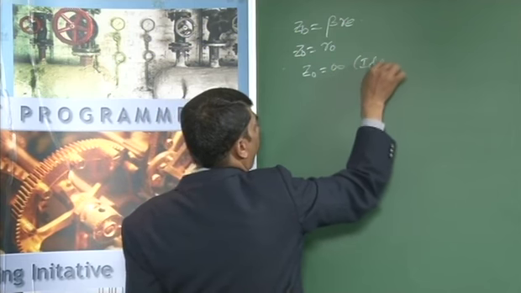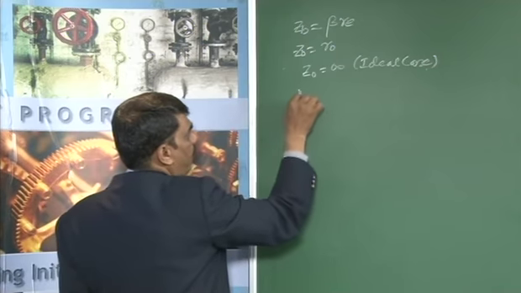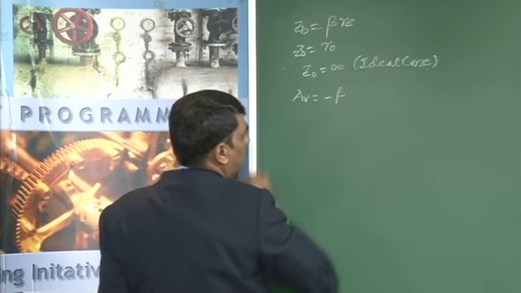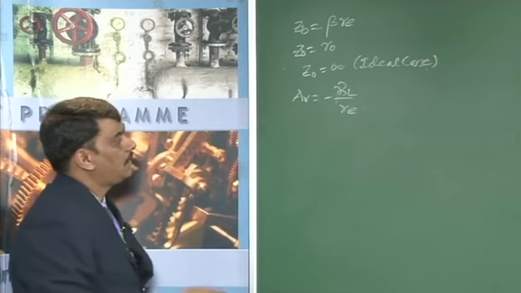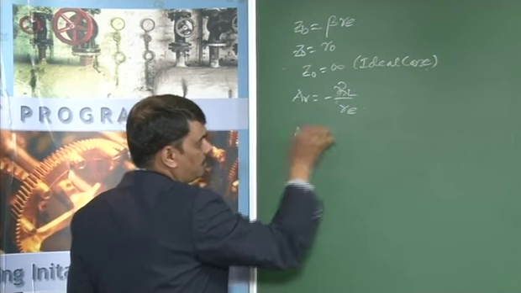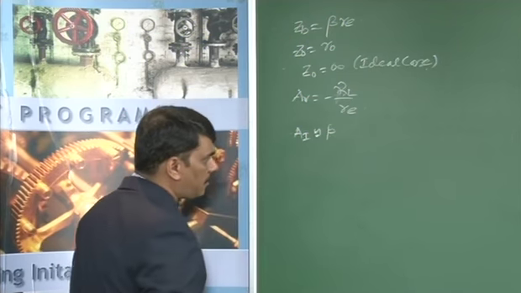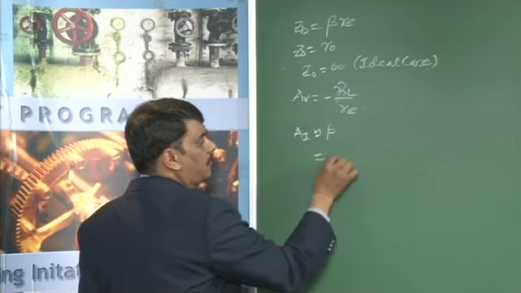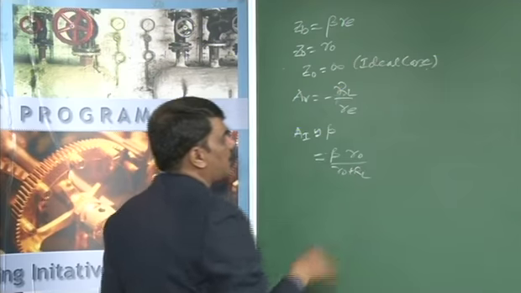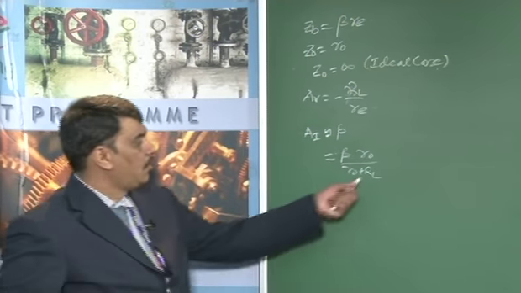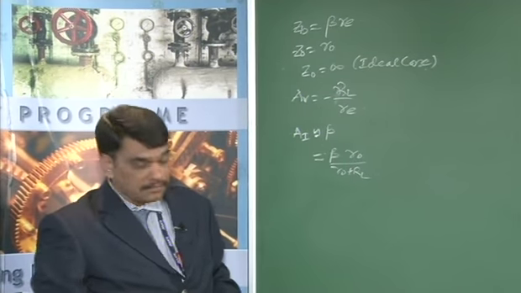For the ideal case, the voltage gain AV is equal to minus RL by RE, and the current gain AI is approximately equal to beta. It is an approximate solution. The exact solution is given by beta times R naught divided by R naught plus RL. This means whenever you connect a load resistance RL, the current gain slightly decreases.